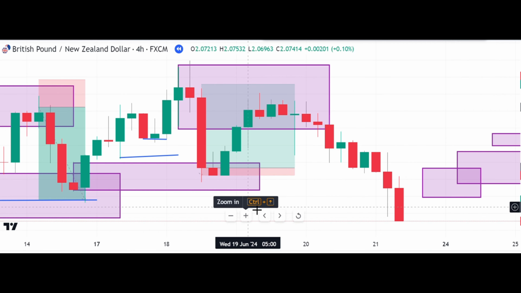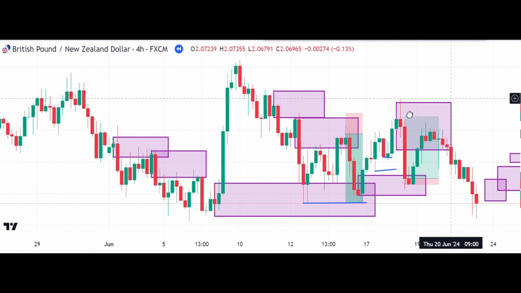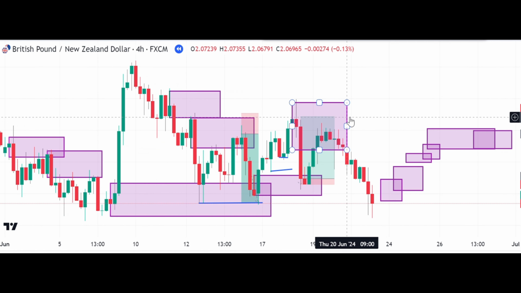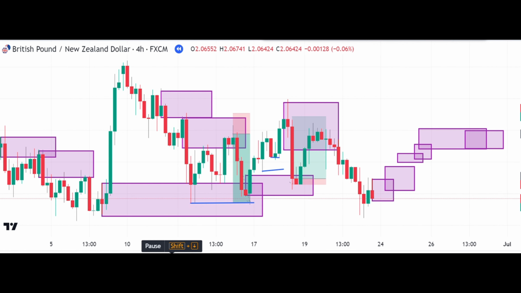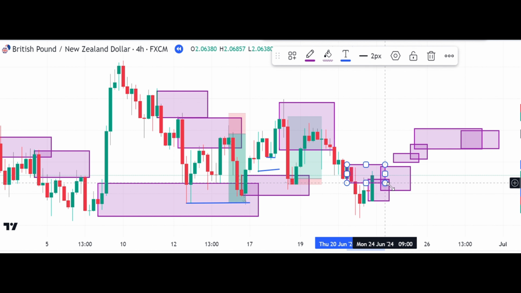Okay, so as you can see, this level has now been broken. So here will be my order block next. I think this should be my order block area. Let's see. Okay, this one was mitigated, so I should be looking for something in this regard, whether this level was weak.